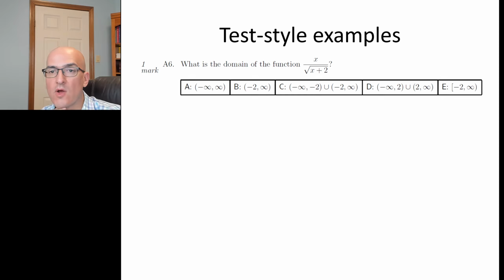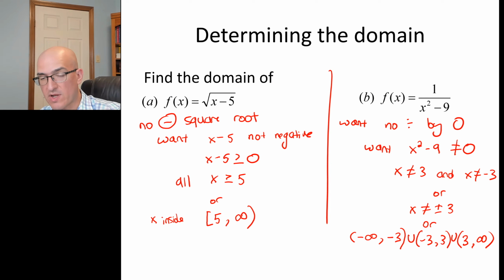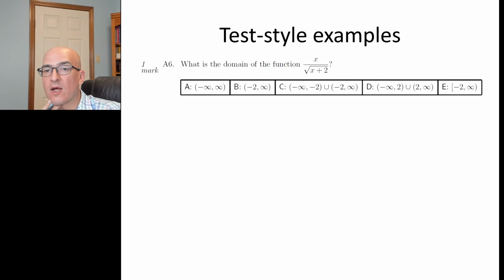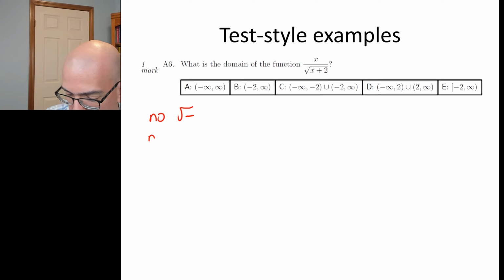Here's another question. What is the domain of this function? x over the square root of x plus 2. And it's multiple choice. I'm going to answer this question the same way, and notice the first one was kind of boring. The numerator was just 1. And in this one, the numerator is x. You might be worried, well, do I have to worry about that? Does that get involved? But all we need to prevent is no roots of negatives and no division by 0. So no square root of a negative, no division by 0.